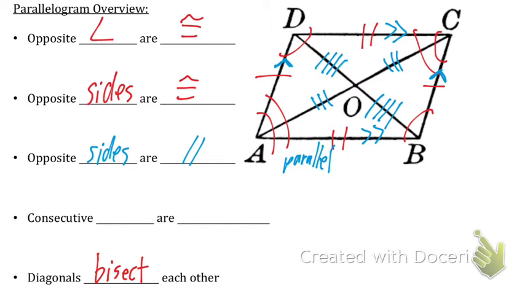Consecutive angles are supplementary. There's nothing we can really draw for that one. That's okay. Questions on any of that? So, this overview, do you see this might be a good spot for you to go back to in your notes later? Yeah, I'd say so.